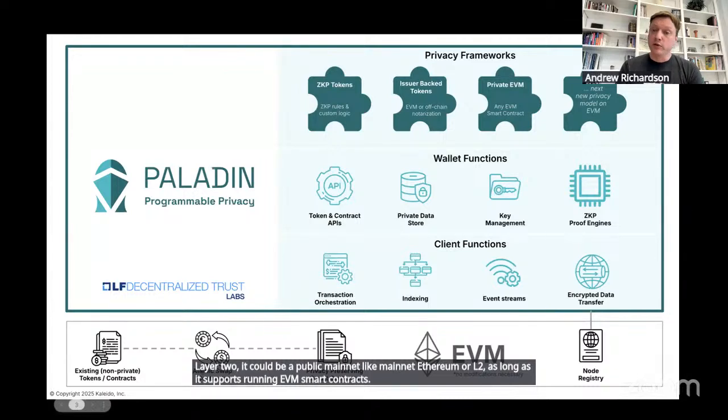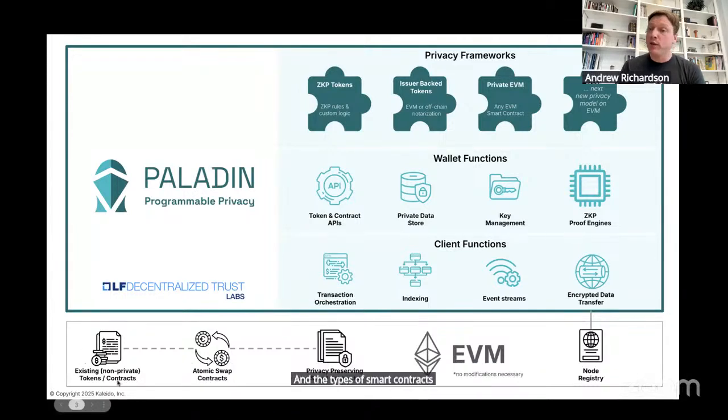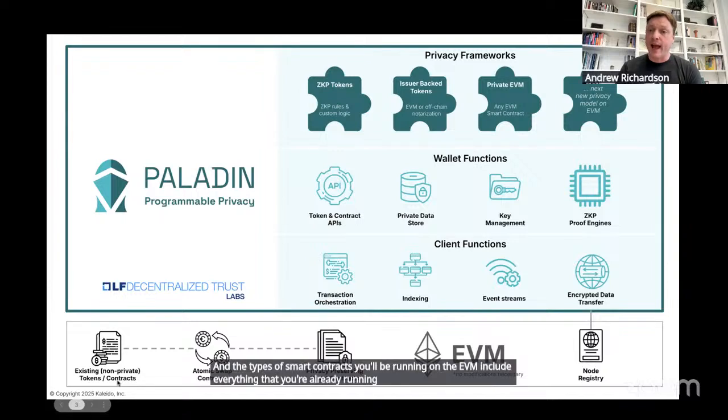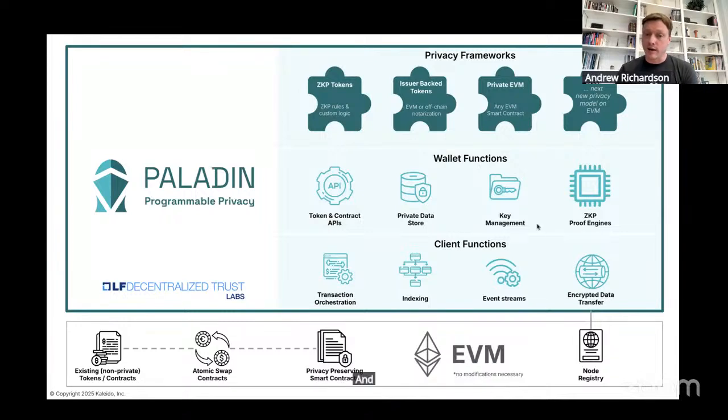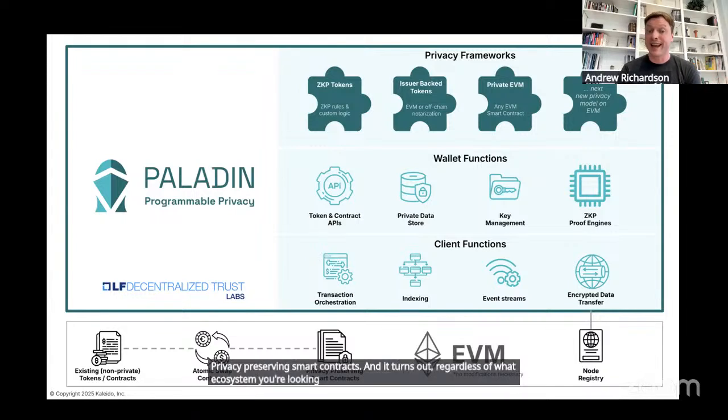And the types of smart contracts you'll be running on that EVM include everything that you're already running on that EVM, and orchestration of atomic swaps. We'll talk about that at the very end. But most importantly, you'll be running private smart contracts. And the Paladin runtime itself is designed to give everything that's needed to run privacy-preserving smart contracts. And it turns out, regardless of what ecosystem you're looking at for a privacy-preserving smart contract, you need a lot.